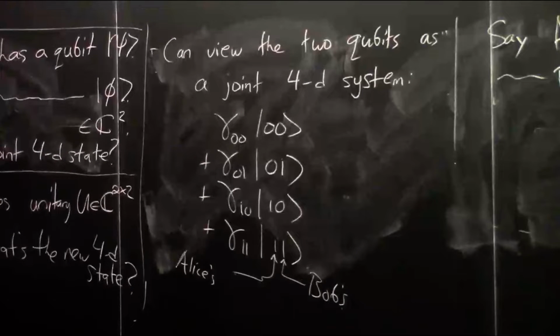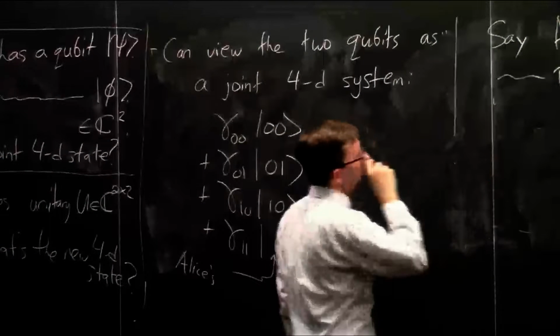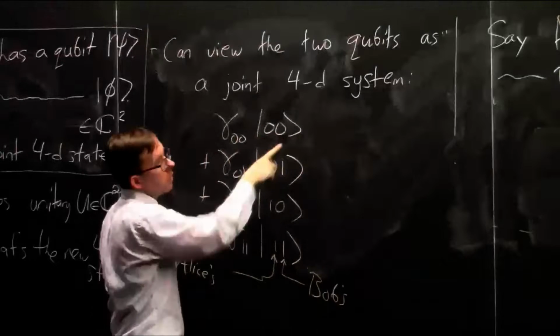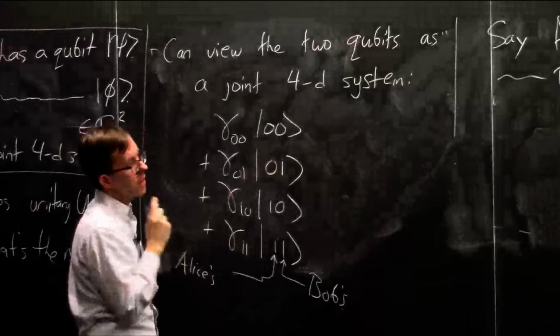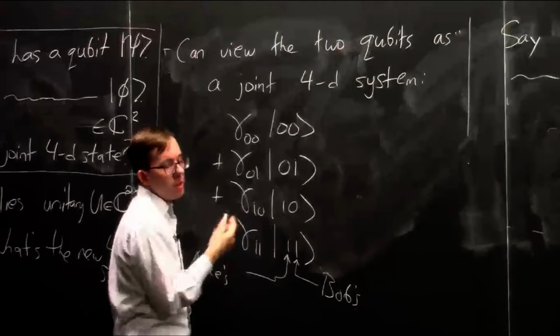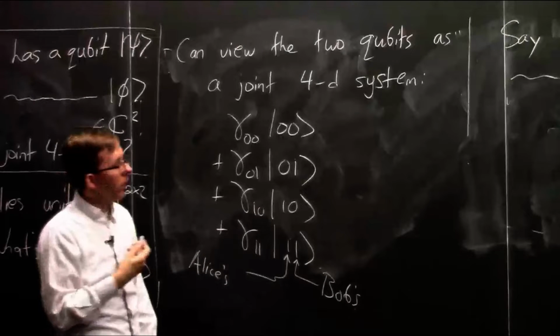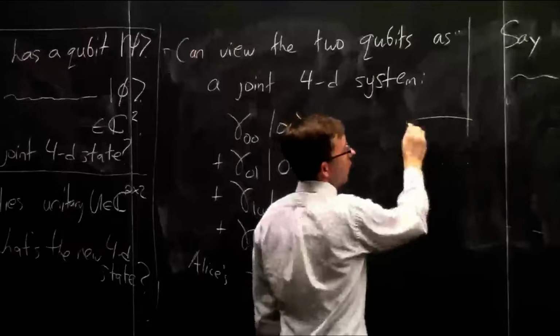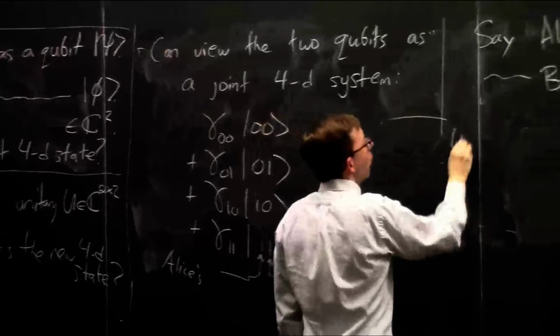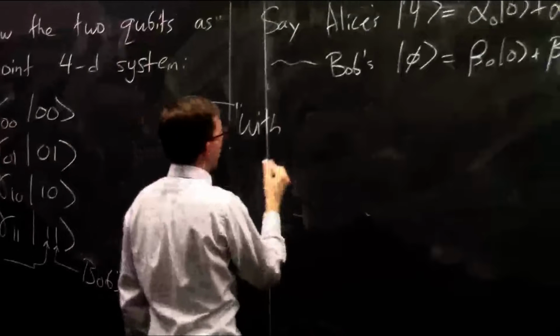OK? So by the probabilistic analogy, you would say, well, the probability that the coins turn out 0, 0 is the probability that Alice's coin turns out 0, which is alpha 0, times the probability that Bob's coin turns out 0, which is beta 0. And it's the exact same thing in quantum. OK, so you can say this phrase, you can say these words to remind yourself of the rules.